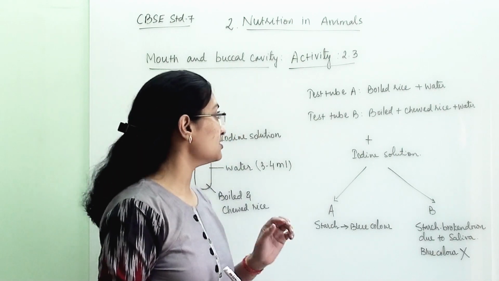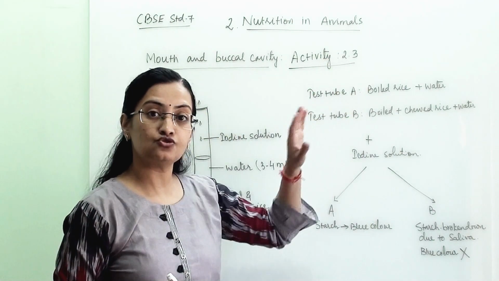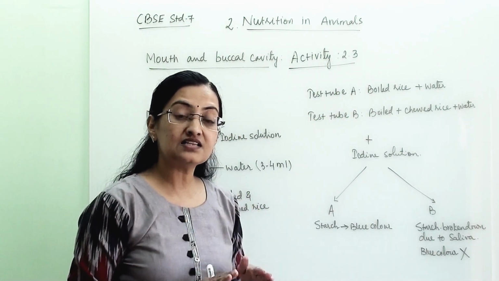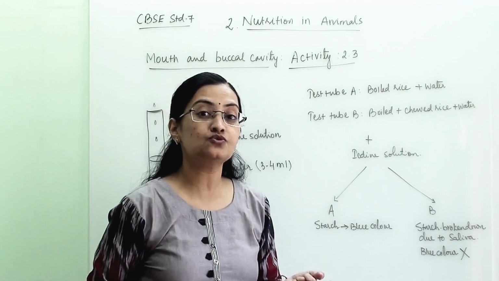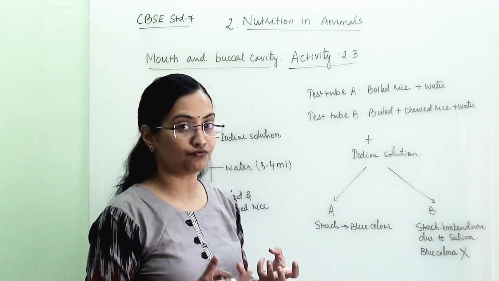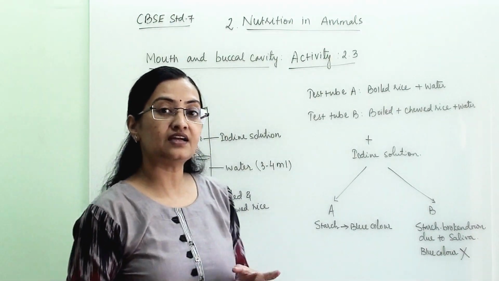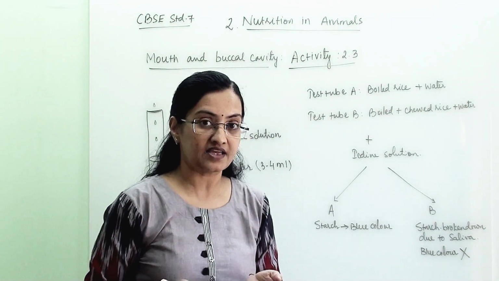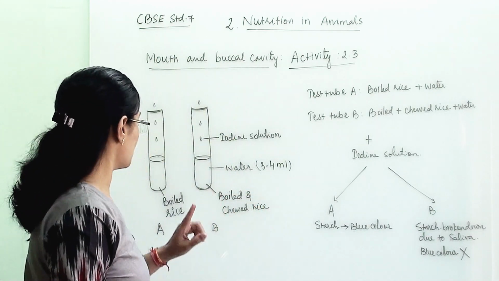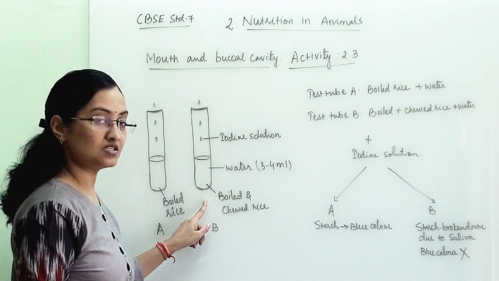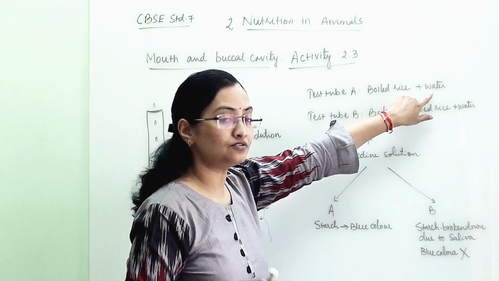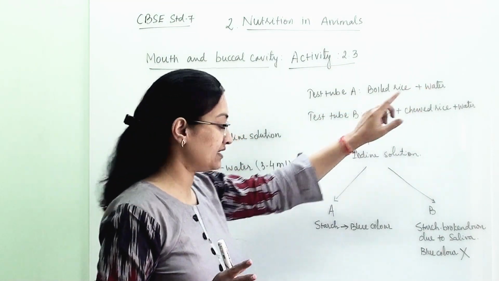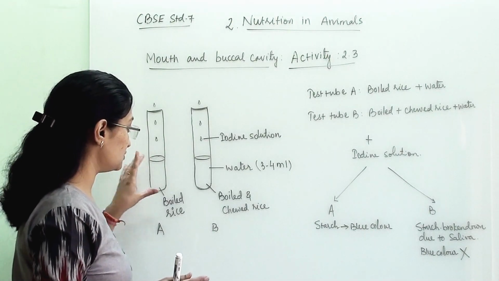Here we are conducting one activity, activity 2.3, to understand the function of saliva when it gets mixed with the food and how it changes our food. For this we have taken boiled rice in two test tubes. This is test tube 1, this is test tube 2. In test tube 1 we have taken boiled rice and we are taking 3 to 4 ml of water, which we have kept in this.